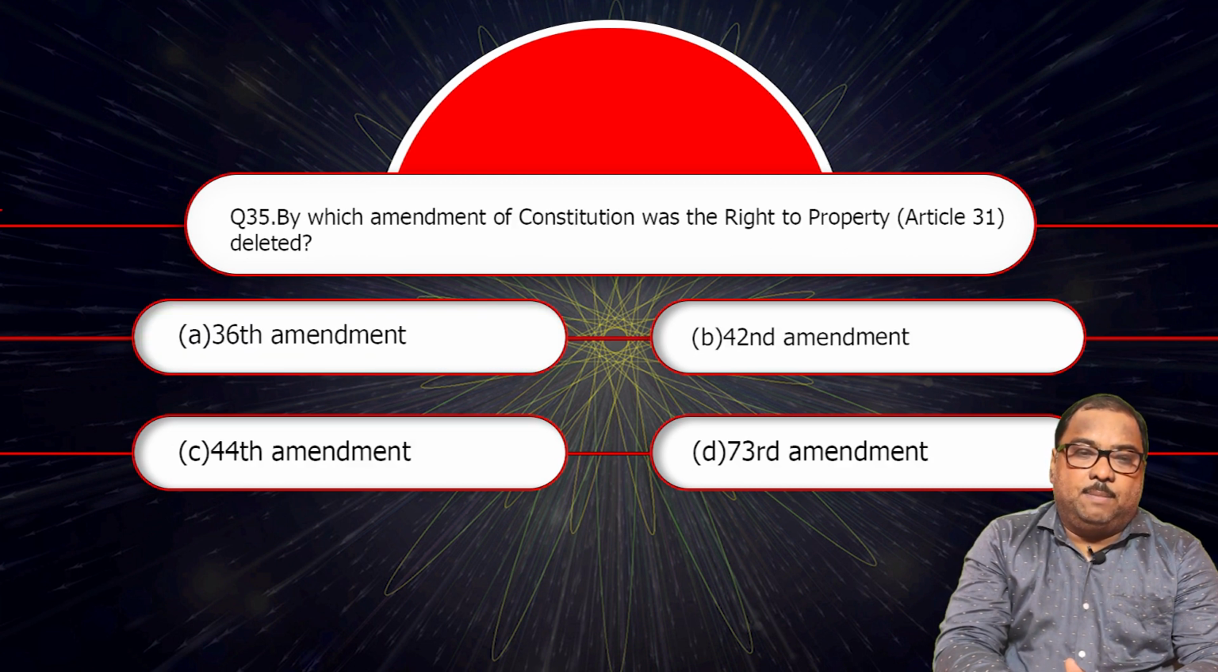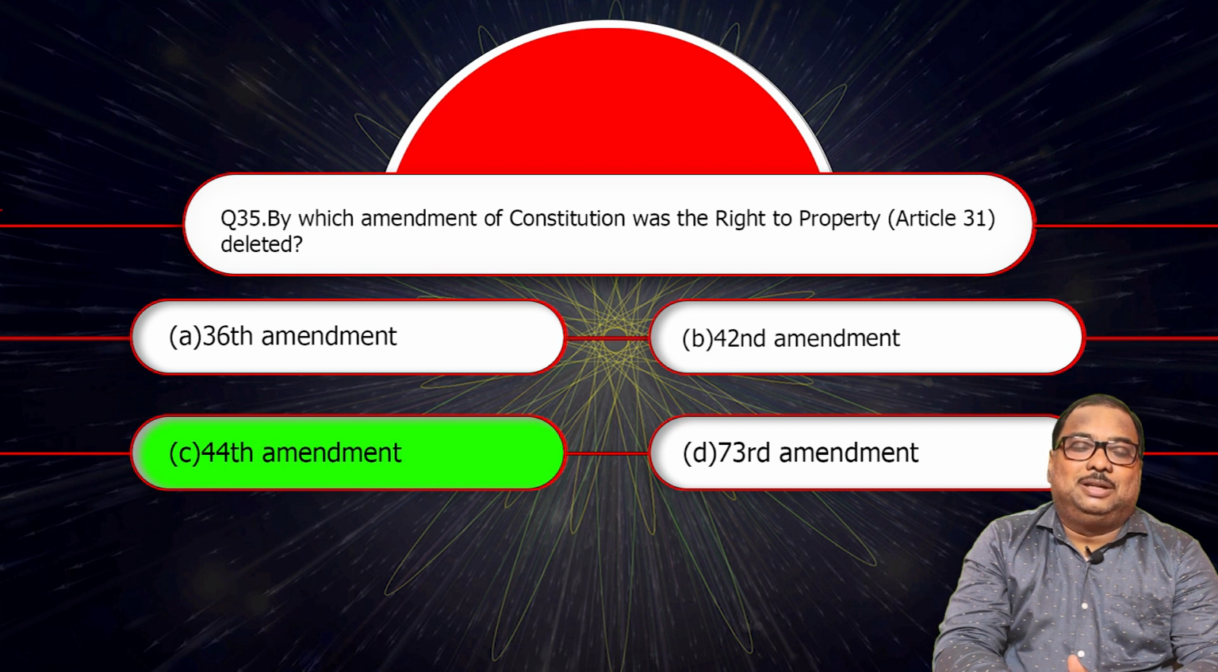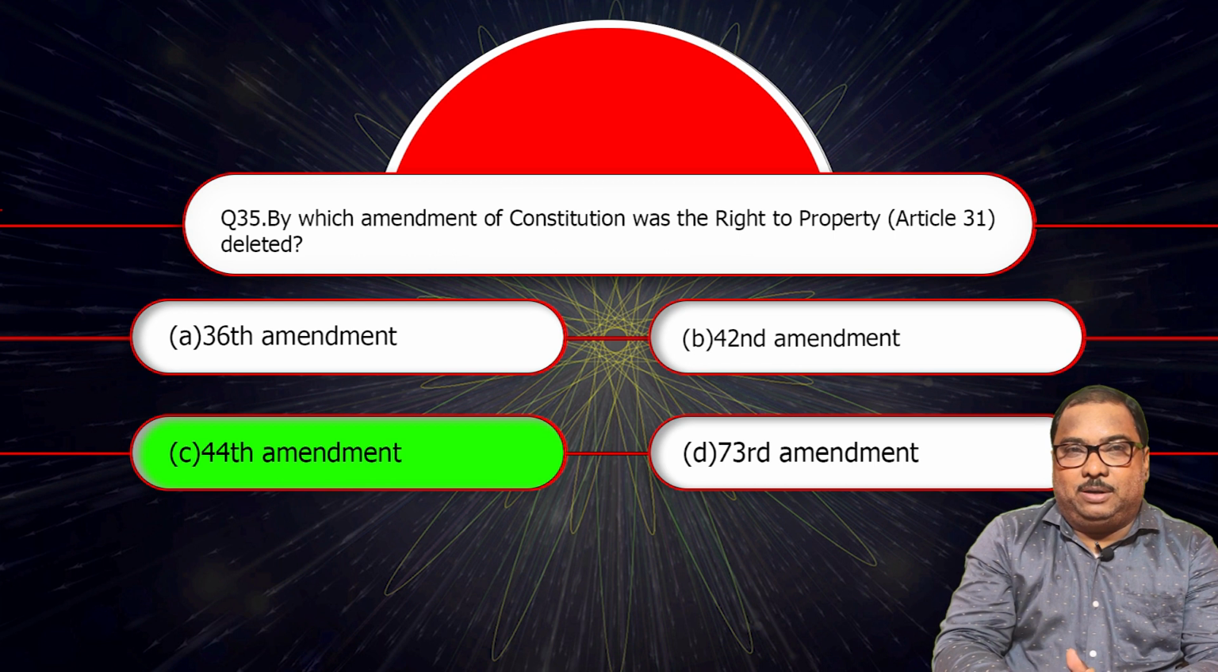Next question. By which amendment of Constitution was the right to property, that is Article 31, deleted? Option A 36th Amendment, option B 42nd Amendment, option C 44th Amendment, option D 73rd Amendment. Your time starts now. And the correct answer is option C 44th Amendment.